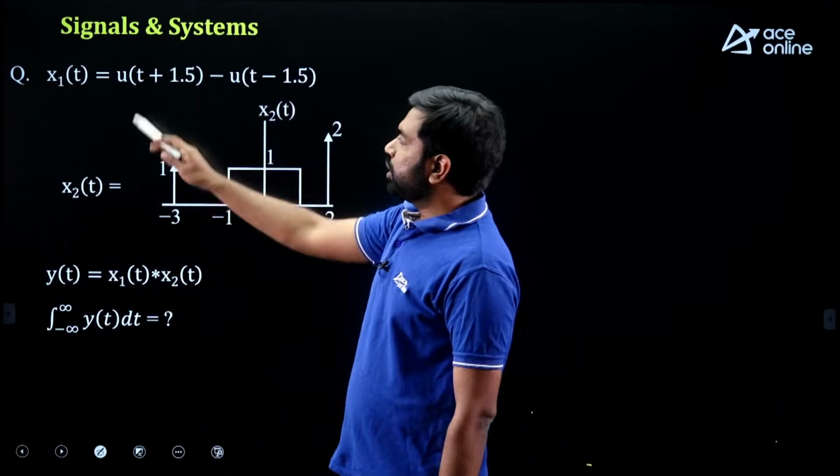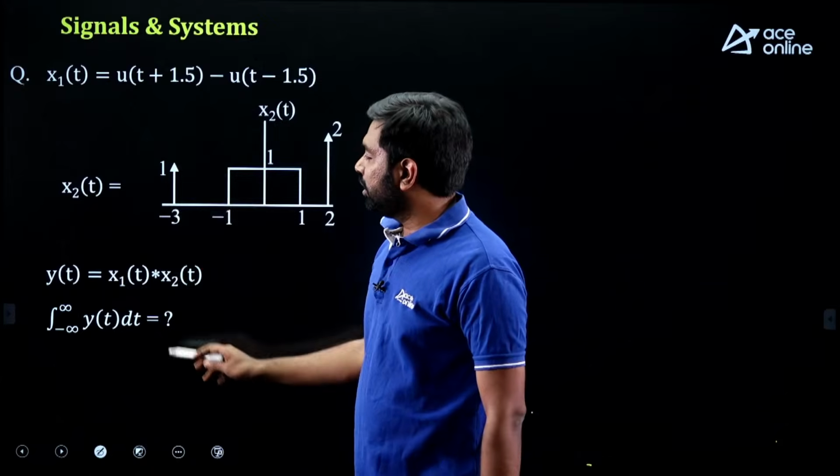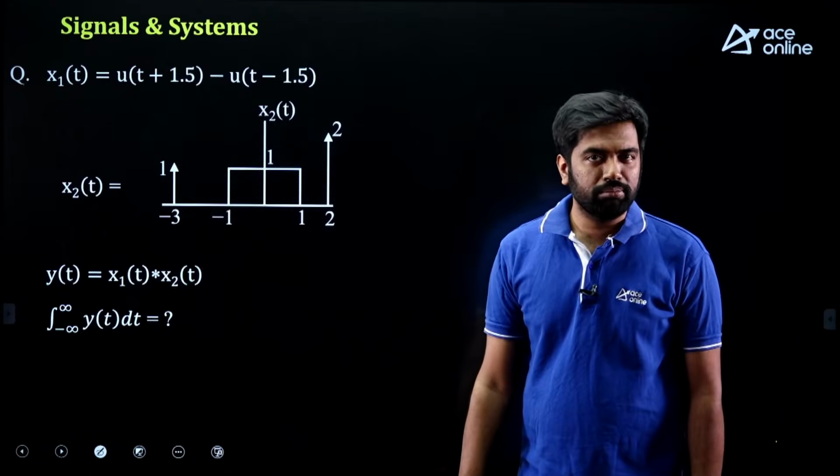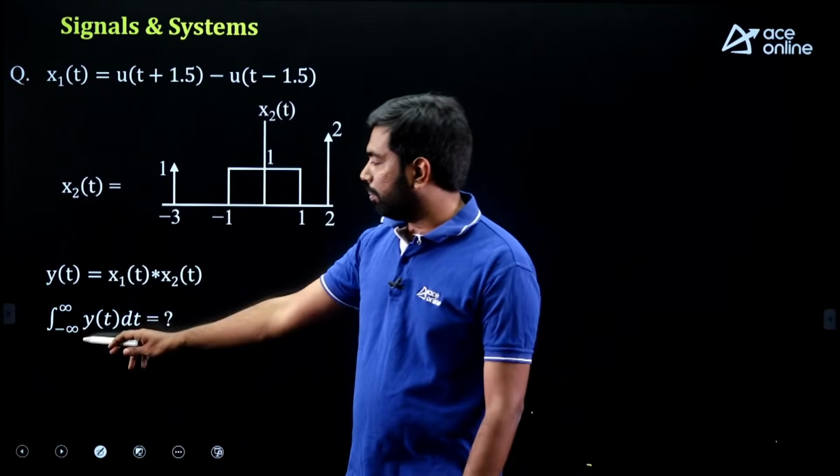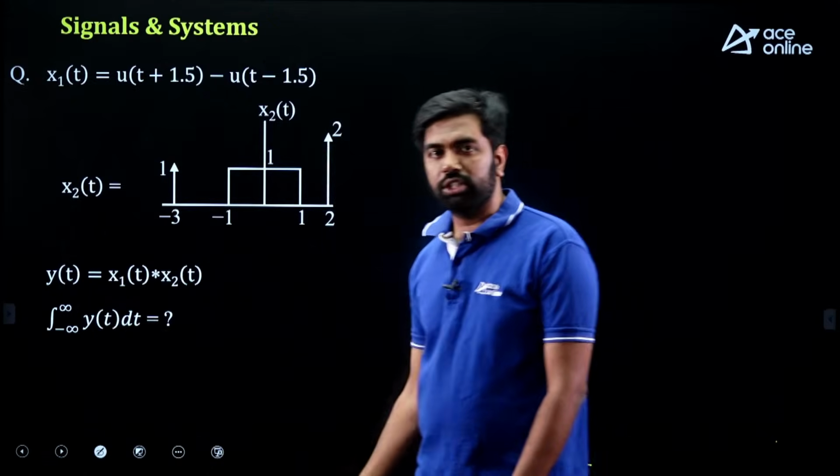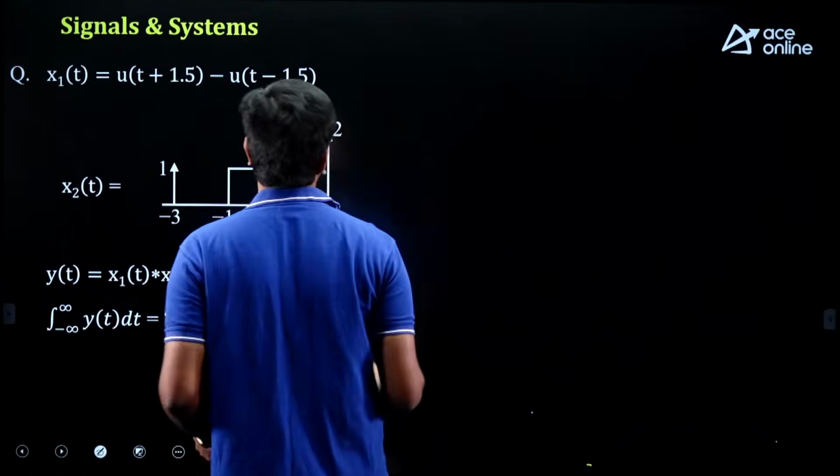They gave two waveforms, x1 of t and x2 of t. They are convolving and the resultant waveform is denoted as y of t. And they're asking the value of integral minus infinity to infinity y of t dt. It's a very simple question based on the convolution property.